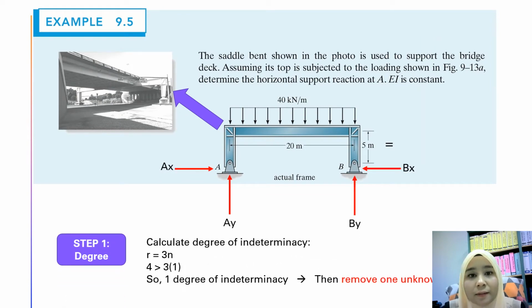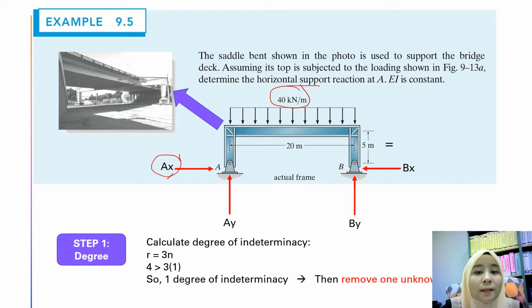Okay, as you can see here, example 9.1. We have the saddle bench shown in the photo, used to support the bridge deck. Assuming its top is subjected to the loading shown in the figure, we have 40 kilonewton here, a distributed load. The question asks us to determine the horizontal support, which is AX. As you can see here, A is a pin, B is also a pin, so you have AX, AY, BY and BX. The question asks us to find the horizontal support, which is AX.